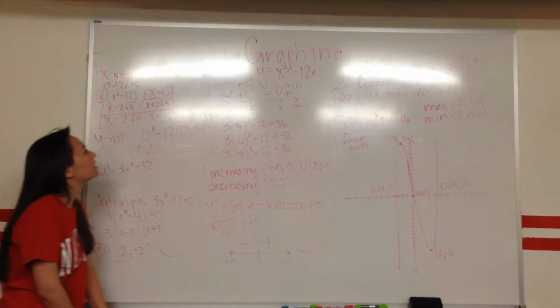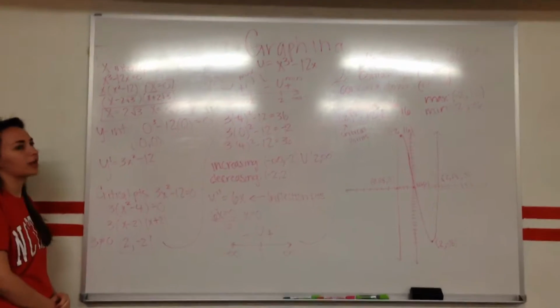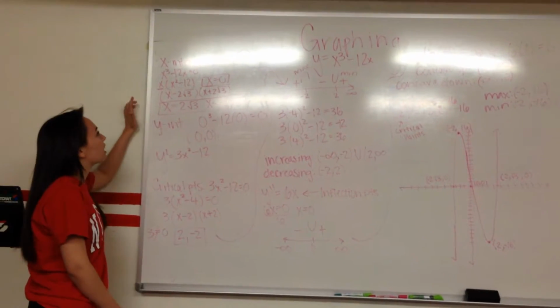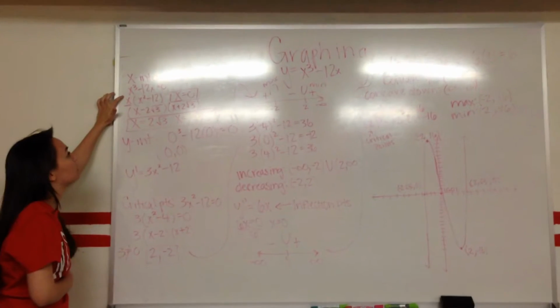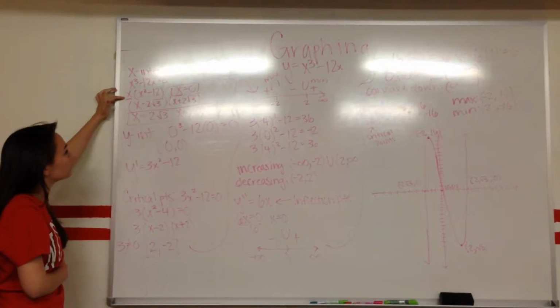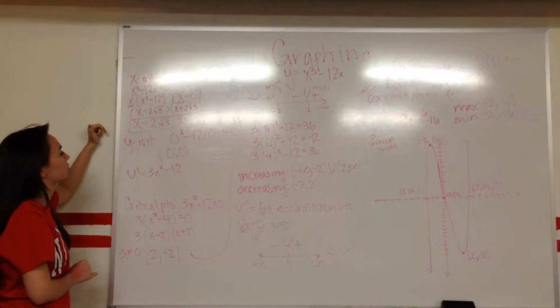minus 12x. And the first thing that you do when you're solving a graphing problem is that you find your x-intercepts. And to do that, all you do is you take x cubed minus 12x and you set it equal to 0. And the next thing you can do, you can factor out an x, so you have x, and then inside x squared minus 12.